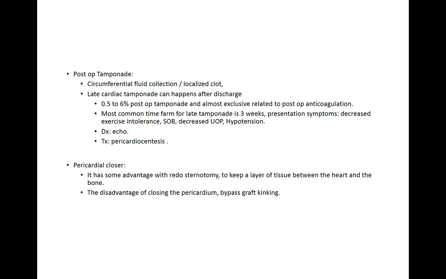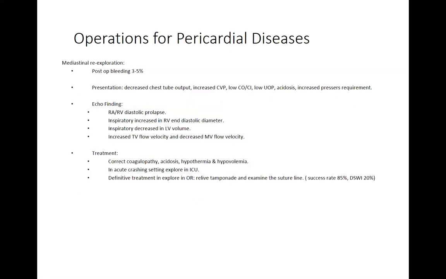Sometimes pericardial closure, you can read about it in the book, is considered as one of the pericardial problems, like pericardial disease. It's not a disease, but some people like to close the pericardium to keep a layer between the heart and the bone. Disadvantages include that you can kink a graft if you're doing a CABG.